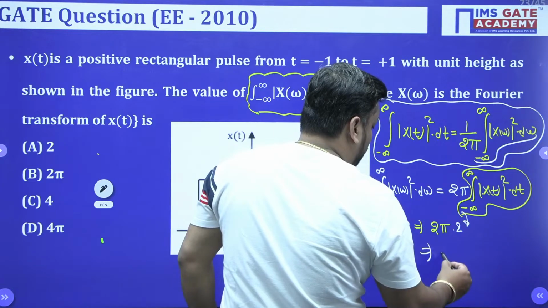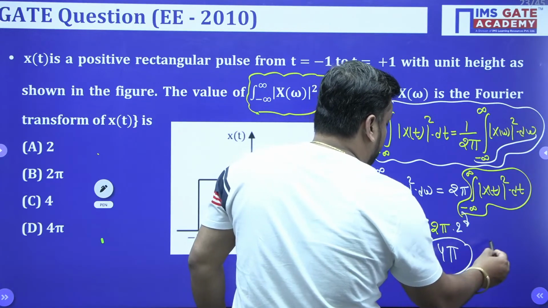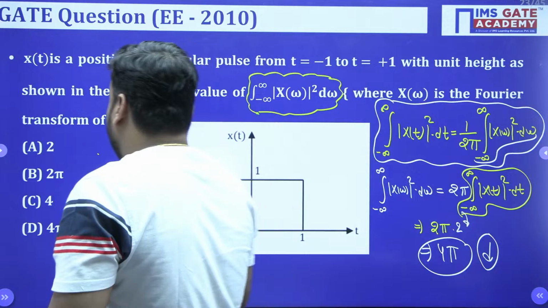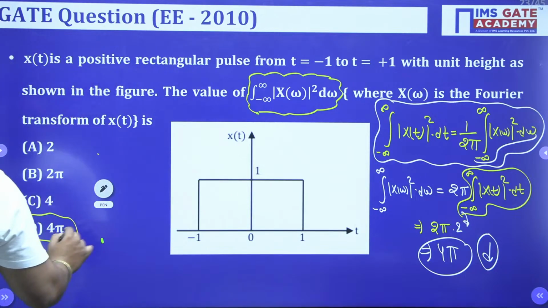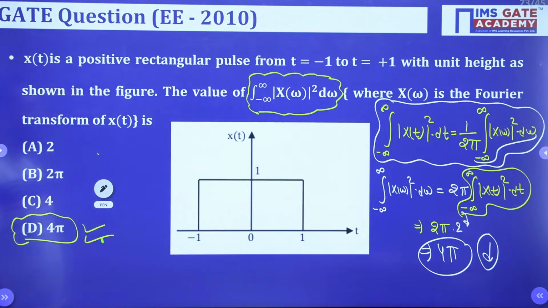So the answer is 2 times 2π, which is 4π only. It means option number D, D for Delhi only. Correct answer, children, D for Delhi. I hope this is crystal clear to all of you. Shall we go for the next now?